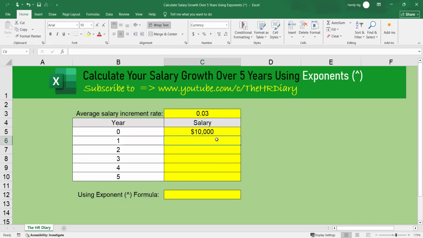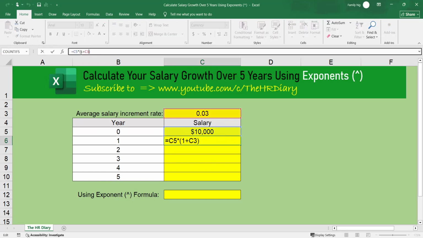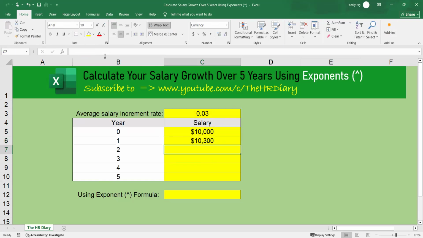Next, for year one, let's enter the formula equals to, I point to this $10,000 multiplied by open parenthesis 1 plus this cell, which is the average salary increment rate, close parenthesis. And then I want to lock this cell by putting the dollar sign here. And I hit enter.